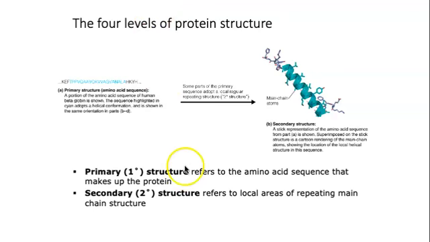Then secondary structure is going to look at local areas of repeating main chain structure. These are structural forms involving extensive hydrogen bonding between the main chains of the amino acids that are in close proximity to each other.